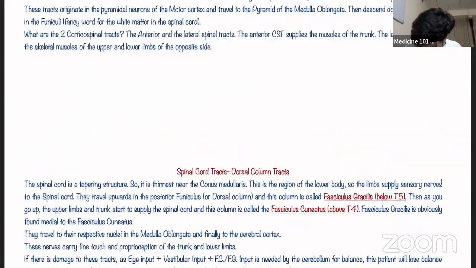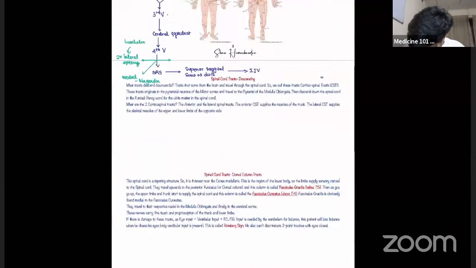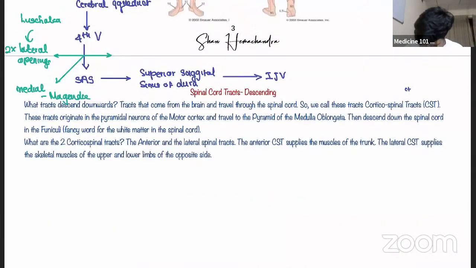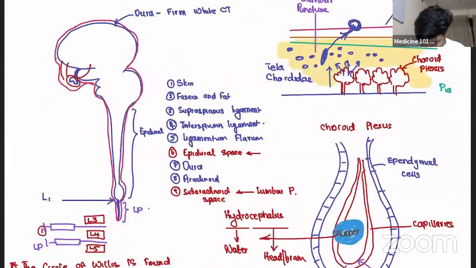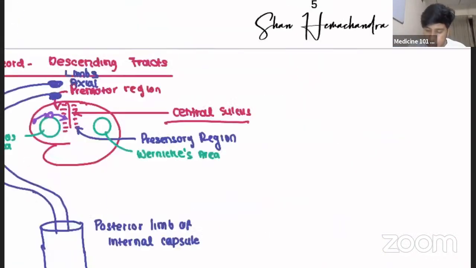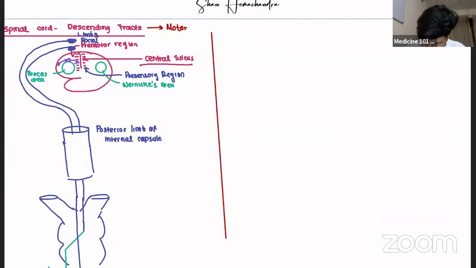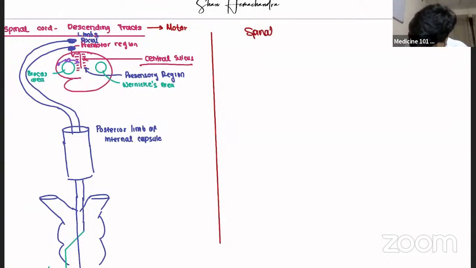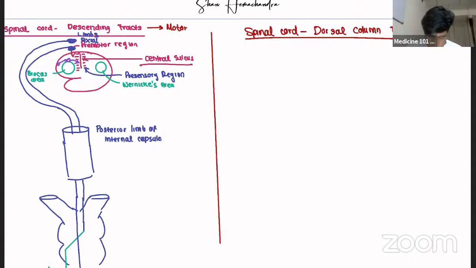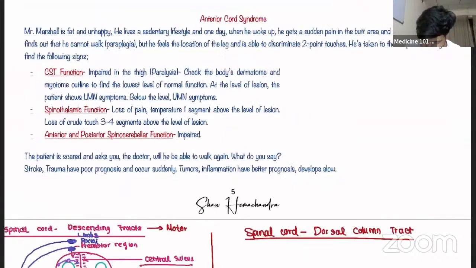Next, I will do the... I did the descending tracts. So this descending tract carries the motor innervation. Let's now talk about the sensory innervation, spinal cord. Let's take the dorsal column tract. So we are now doing the second tract. This is the tract. Okay.